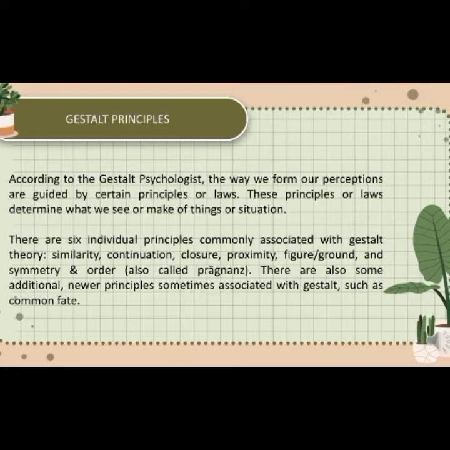There are 6 individual principles commonly associated with Gestalt theory, namely similarity, continuation, closure, proximity, figure or ground, and symmetry and order, also called Pragnanz.